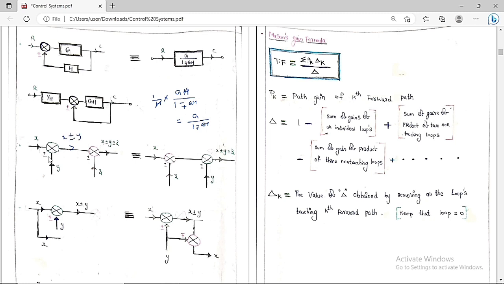Here there is another summing point, which is plus or minus. Then what is the overall output? X plus or minus y plus or minus z. So this is the overall input and overall output that we are going to get.